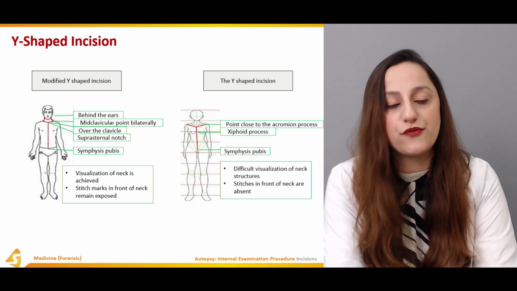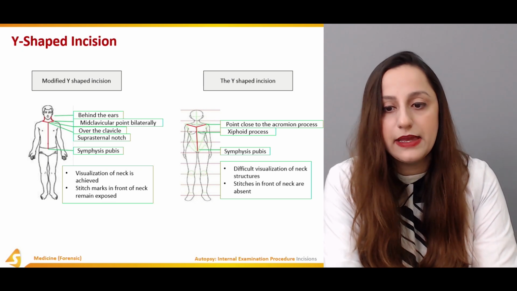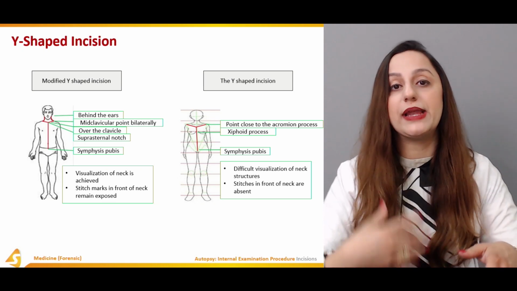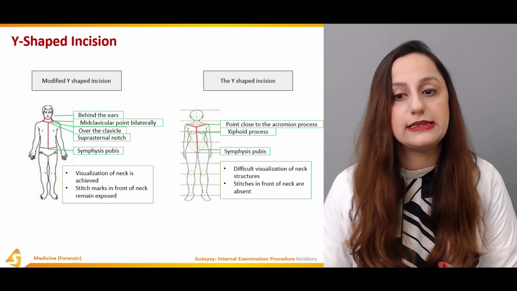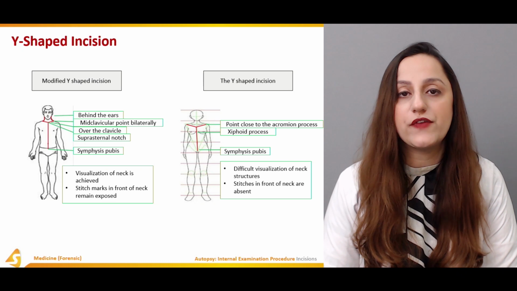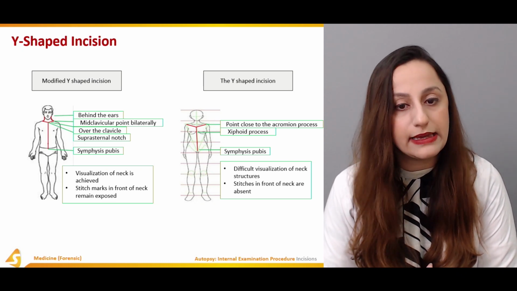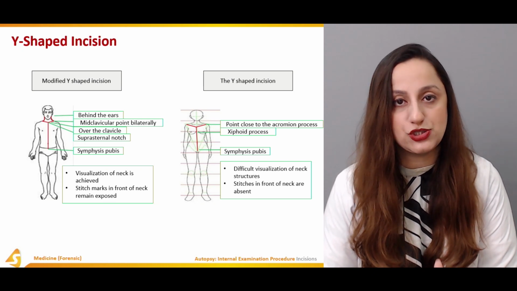So the benefit of a Y-shaped incision is that it will be cosmetically better, but if you want to visualize the neck structures in detail, that will be difficult in these Y-shaped incisions. So if we are suspecting any death by asphyxia, a case of strangulation or hanging, we have to give the modified Y-shaped incision.